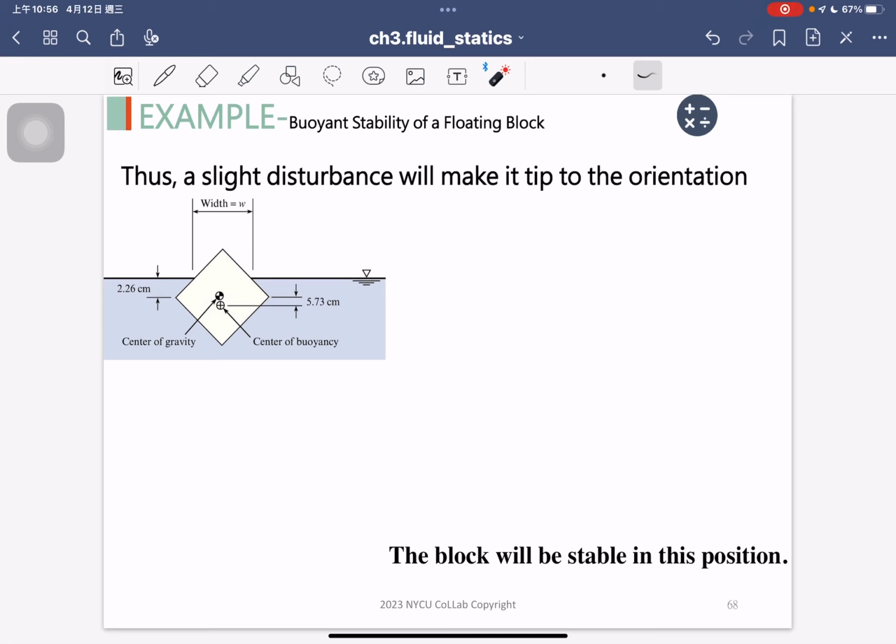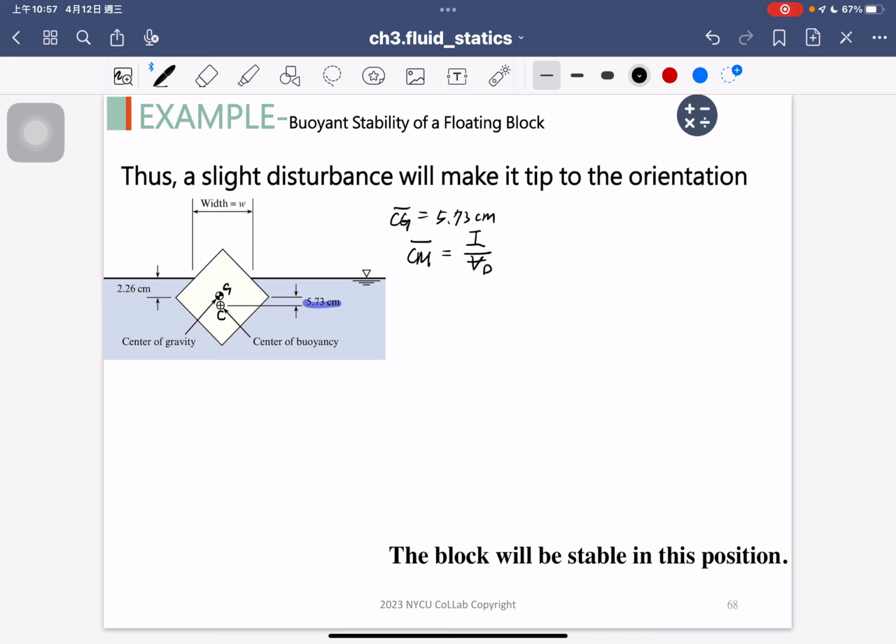So that's the question is very good because we already know the CG value, because this point is the G and the cross is the C. The CG distance already provided by the question is 5.73 centimeters. So we only need to compute how large the CN distance is. And for the CN distance, we should compute the I and the displaced volume, right?